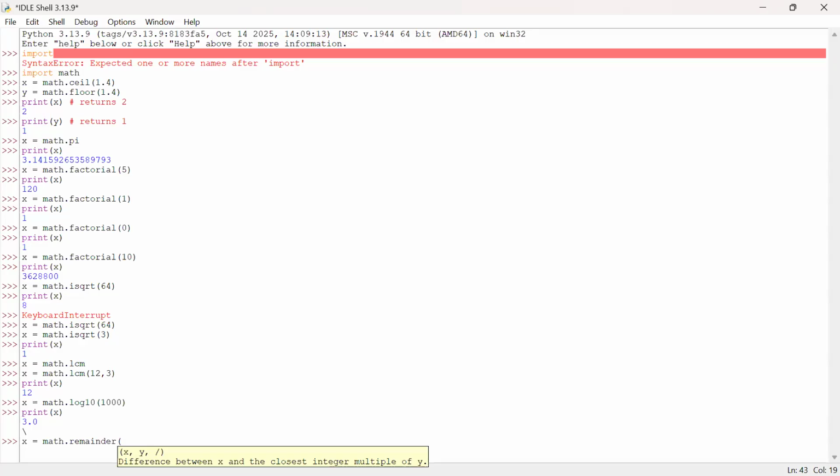Okay. So that one is clearly division. The difference between x and the closest integer multiple of y. Okay, so you remember how we can find remainder, right? Remainder after division. So which one can we quickly try that we know offhand? 10 modulus 3, right? If we divide 10 by 3, there will be a remainder, isn't it? Yes, sir. What remainder will be there?